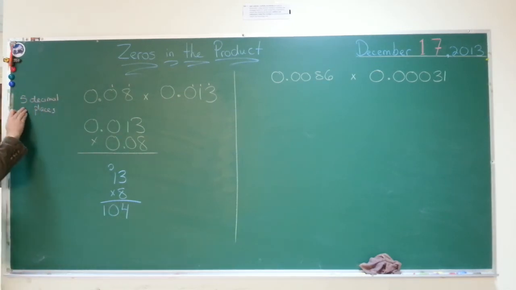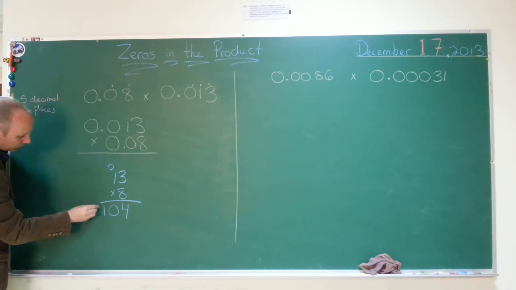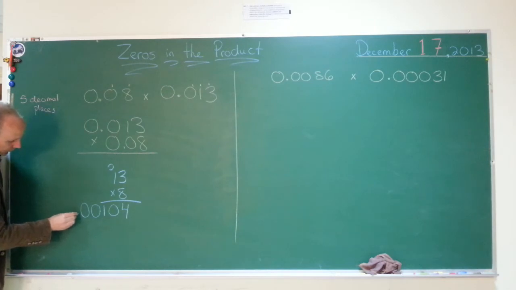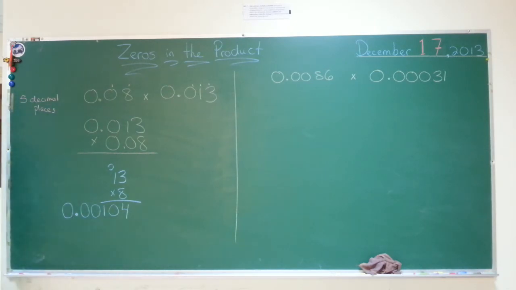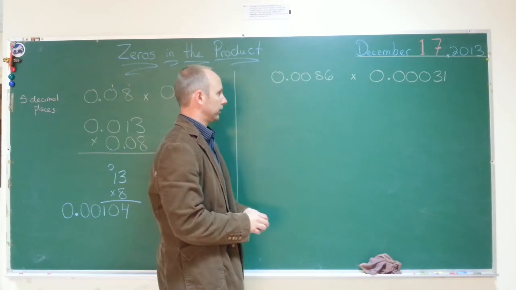I know before I started, I have 5 decimals, so my answer has to have 5 decimal places. So I have 3 right here. All I'm going to do to create the other 2 decimal places is add 2 zeros. I put my decimal in, you can put a 0 here if you like, and I'm ready to go. And that's it.